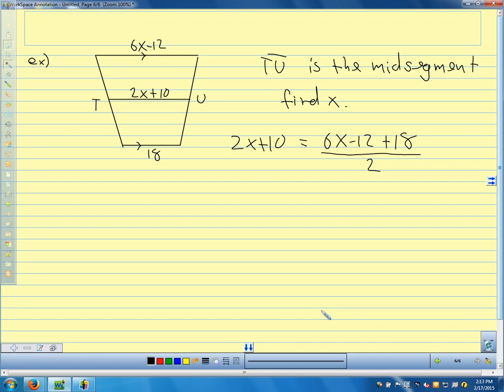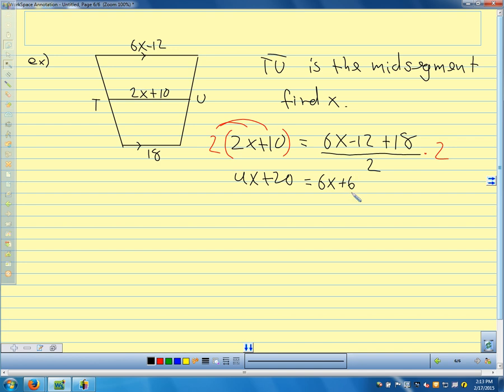Now what are we going to do here? How do we deal with this 2 here? Multiply everything by 2. And when I multiply this side by 2, I have to remember to multiply everything by 2. So I'm distributing here. So I get 4x plus 20 equals, and when I combine like terms, 6x plus 12, or minus 12 plus 18. 6x plus 6, minus 12 plus 18 is 6.